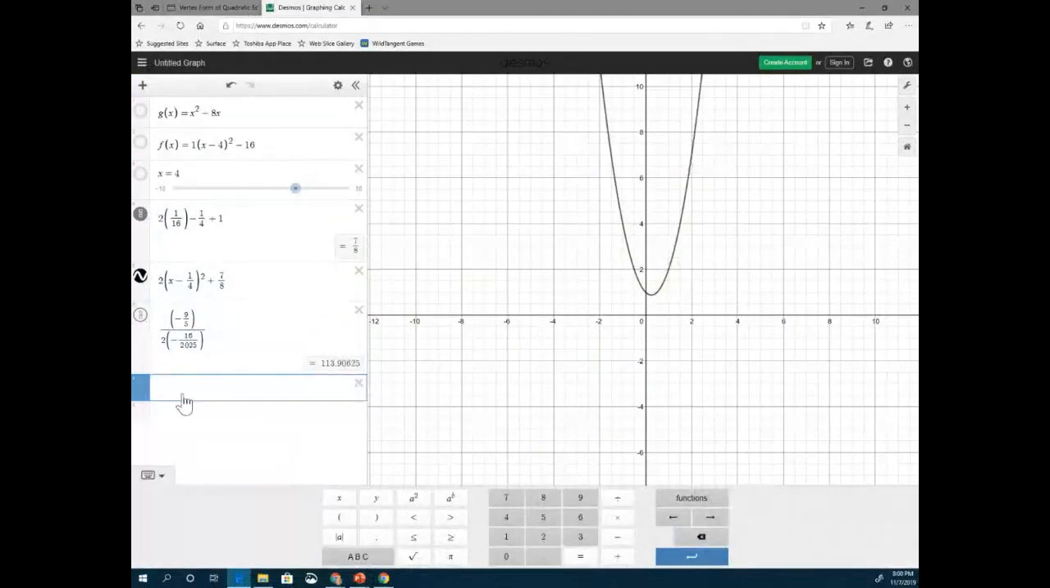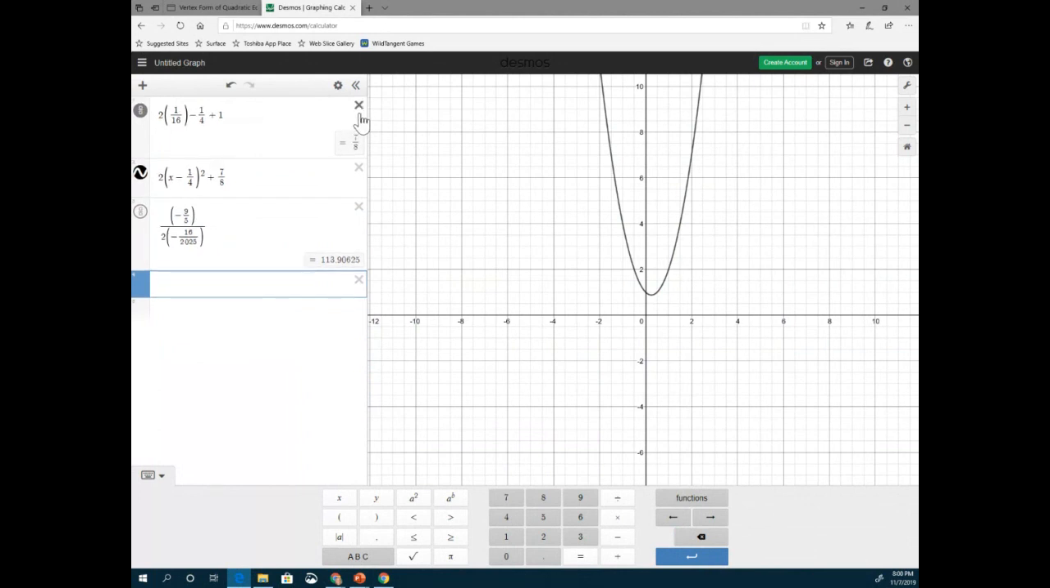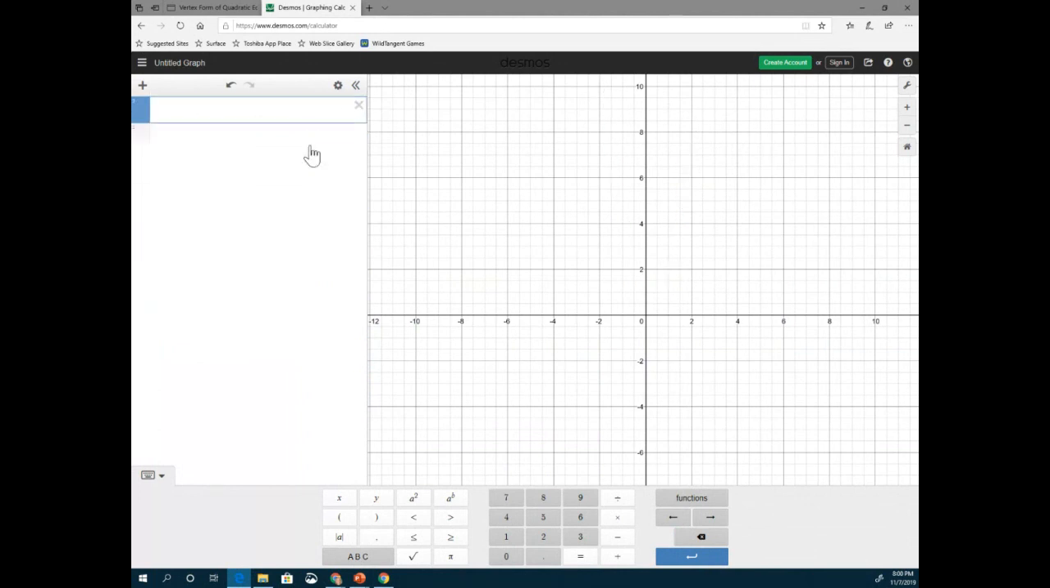What's really nice about Desmos is, let's just erase everything that I have so far. I can put in the equation that they're giving us. So we have negative 16 over 25 x squared plus 9/5 x plus 1.5. Okay.